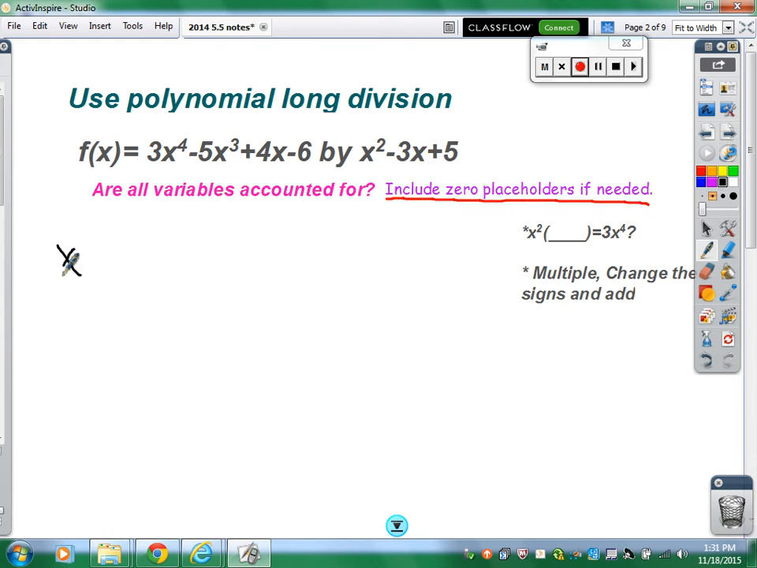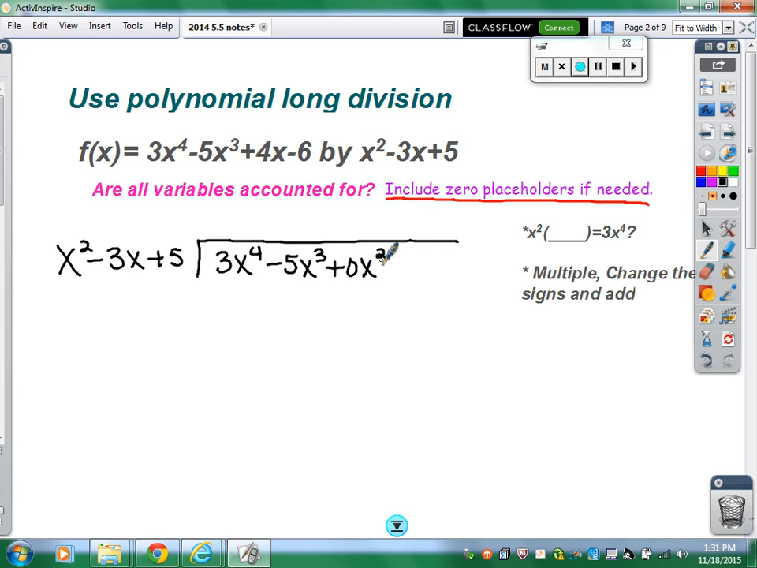So our divisor is going to be x squared minus 3x plus 5, and we're going to divide that into the polynomial 3x to the fourth, and we want this in standard form, minus 5x to the third. There's no x squared term, so I'm going to put a 0 placeholder, plus 4x minus 6. So like I said, please write down the facts that you have, include 0 placeholders. All right, we're going to divide this first term into the first term here. So we're asking ourselves, what do you multiply times x squared to get 3x to the fourth? Well, hopefully you said 3x squared.